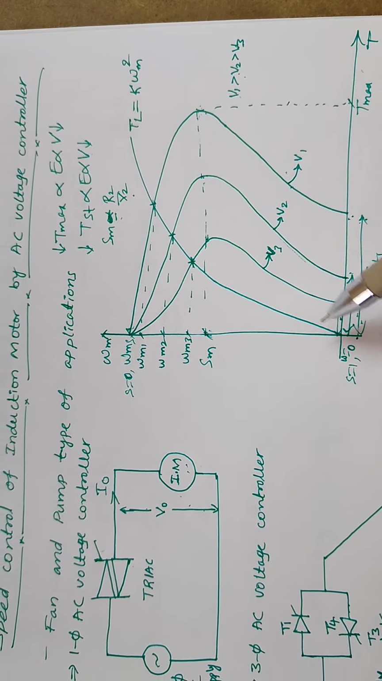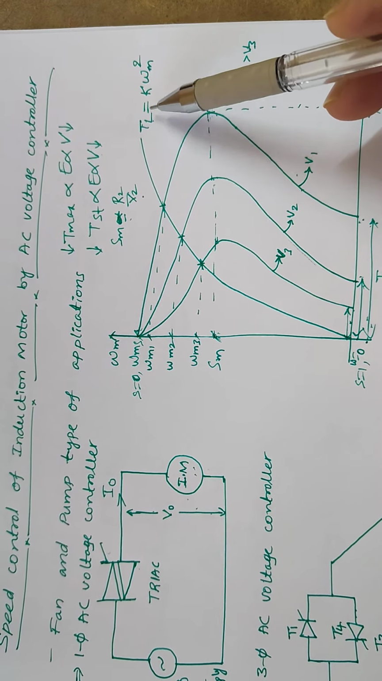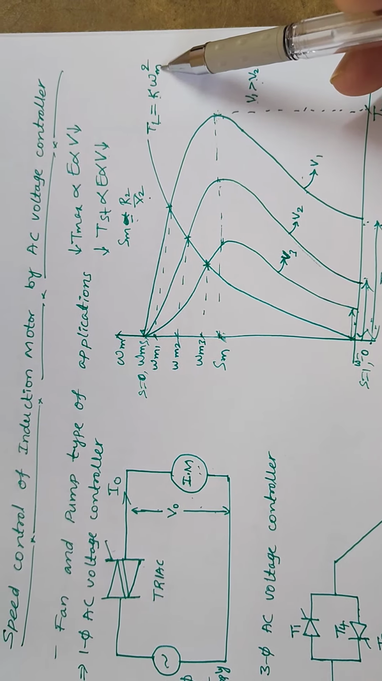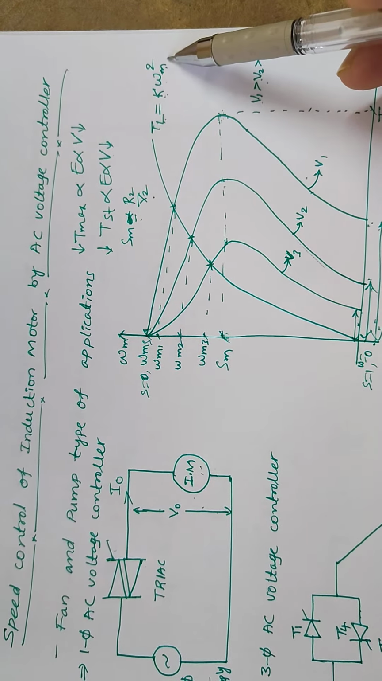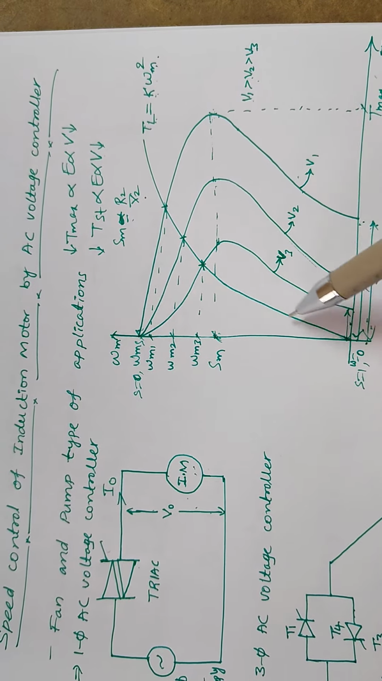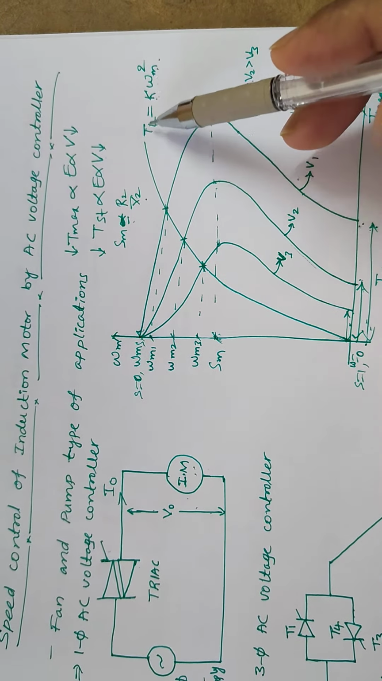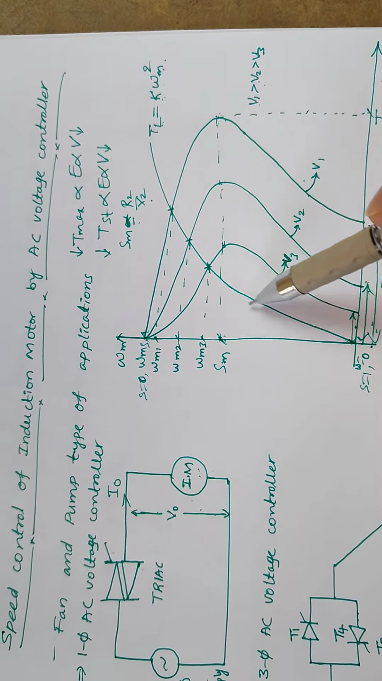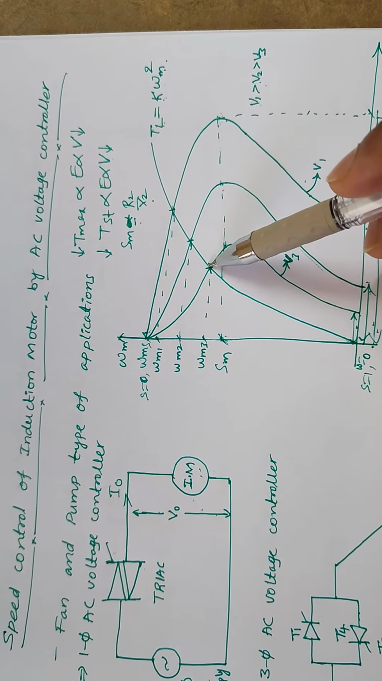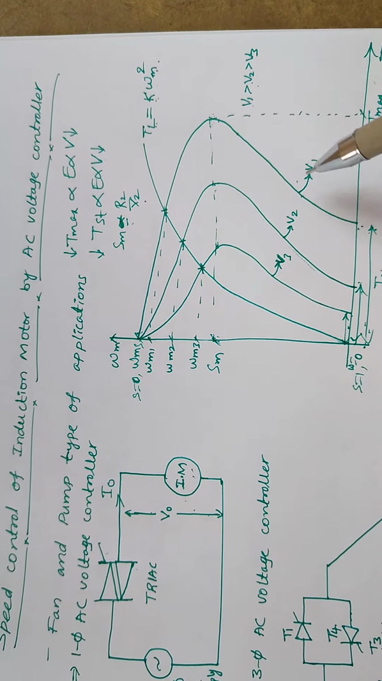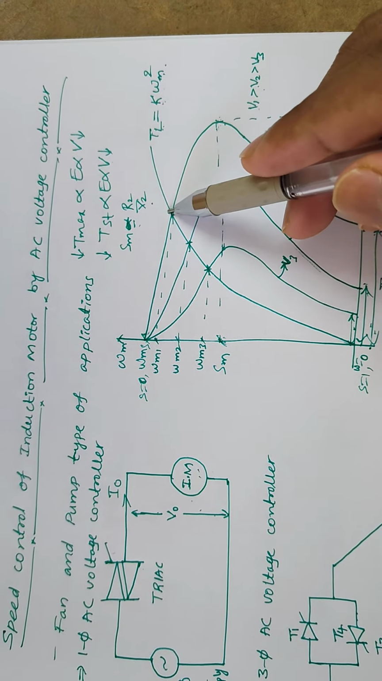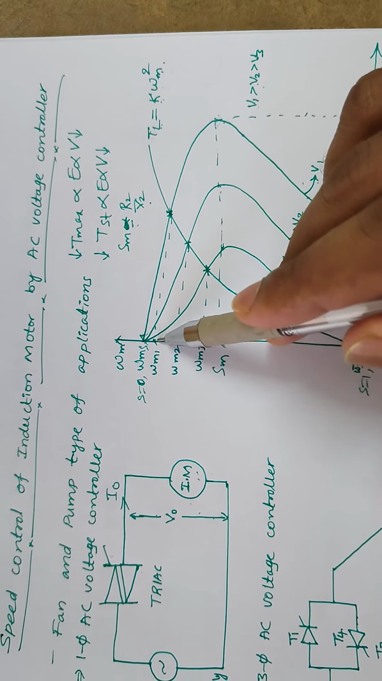Let us assume that the load torque TL is directly proportional to omega m square, or TL is equal to K into omega m square. So that characteristic looks like this. These touch the speed torque characteristics at the respective points. For V1 supply voltage, the corresponding speed is omega m1.